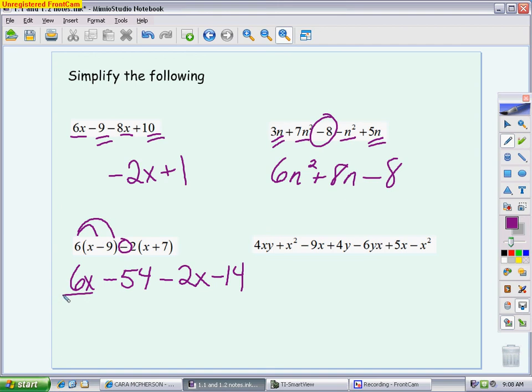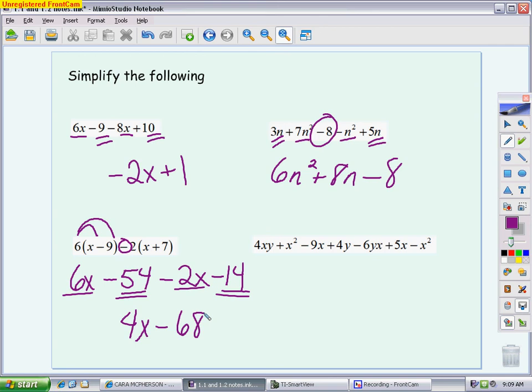And then I go through and I combine my like terms. Again, I like to underline. Some people like to circle. Some people like to cross off as they go. 6x minus 2x is 4x. -54 and -14 is -68. And we're left with two terms that are not like, so we are finished simplifying.